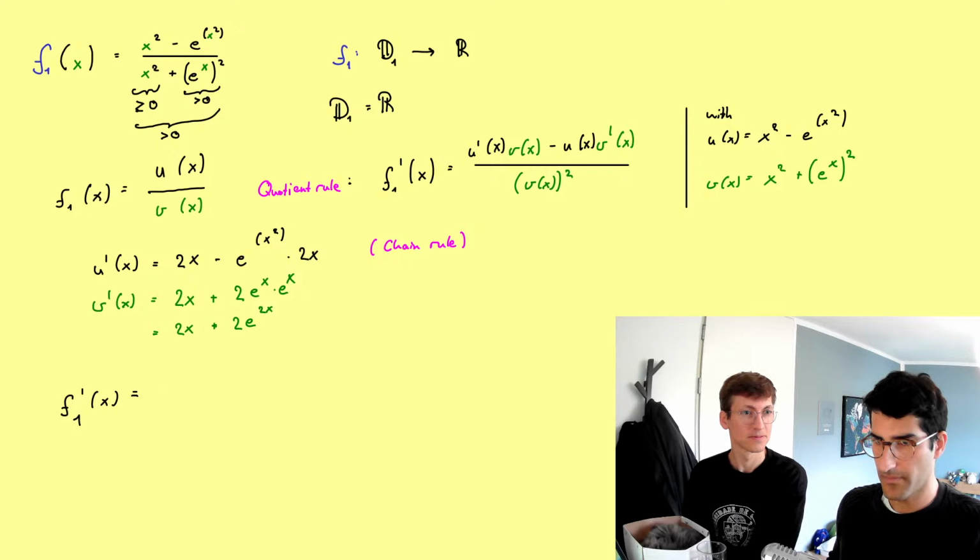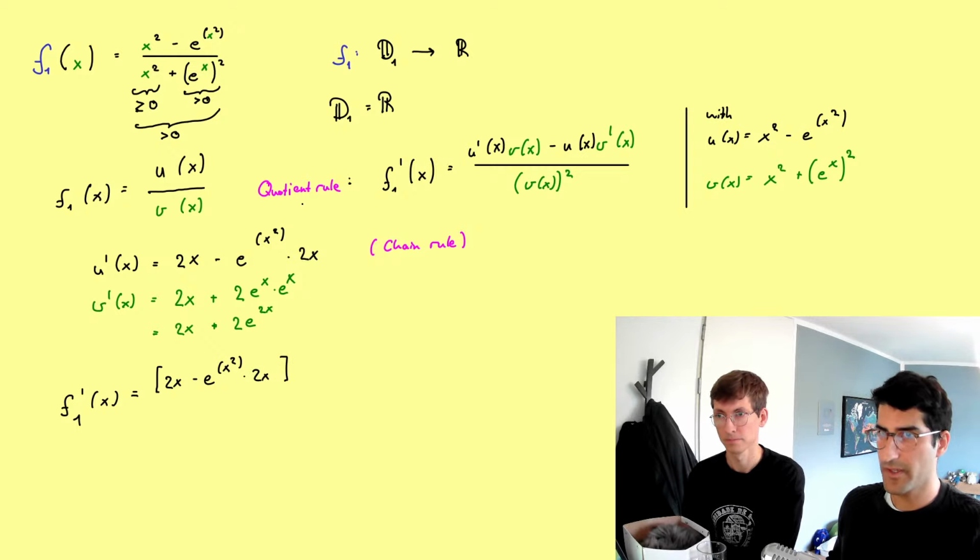So we take the first derivative of u, which is 2x minus e to the x squared times 2x. So this is our u prime. And for v, we just multiply the expression that we have here. That's crazy. It's so big.